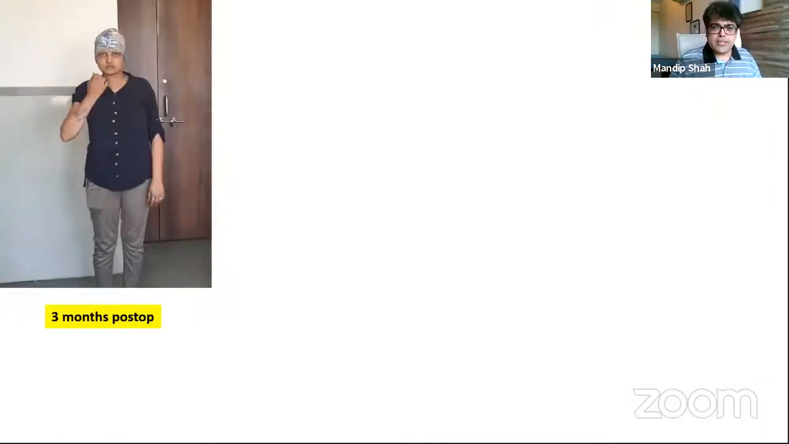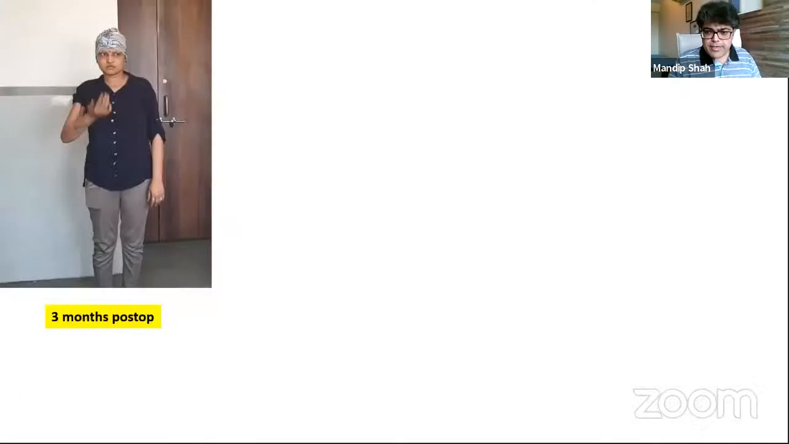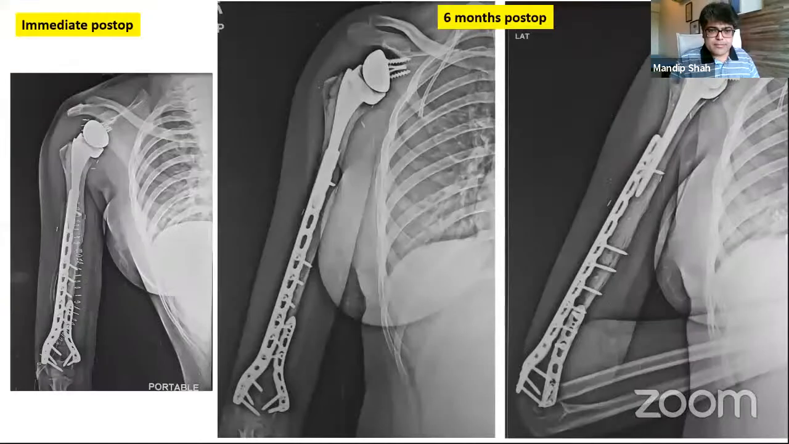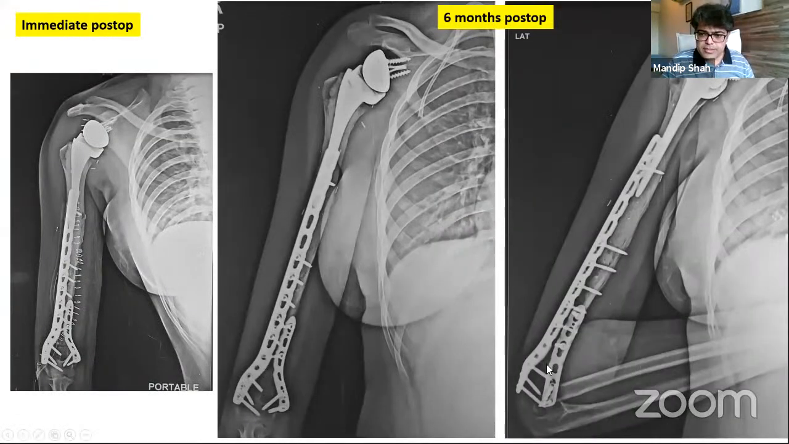Okay, as you can see, the osteotomy has very well united. As you can see here, the osteotomy has very well united in 6 months' time. And this plate was overlapping with the tip of the stem, so to prevent any stress riser in this area.